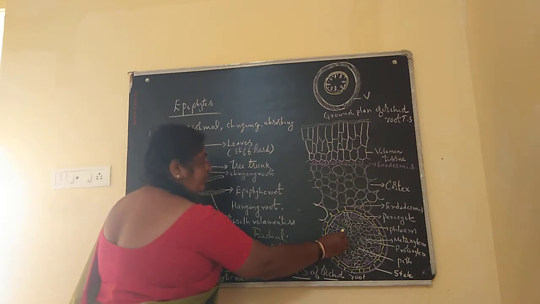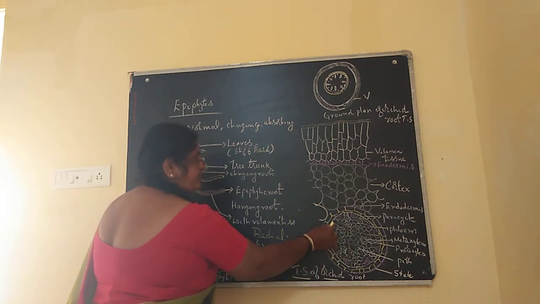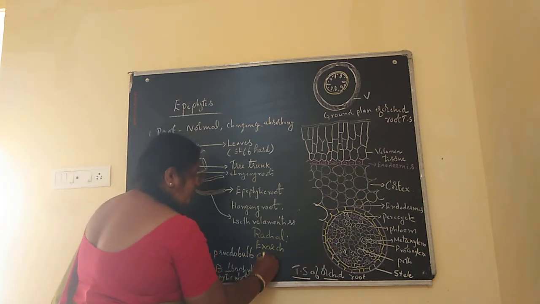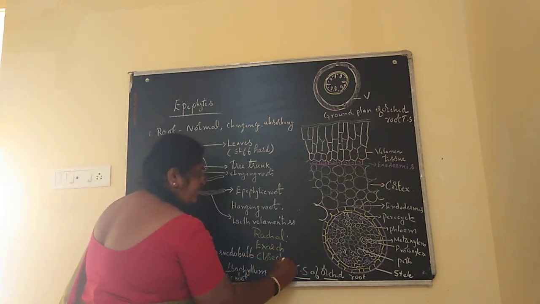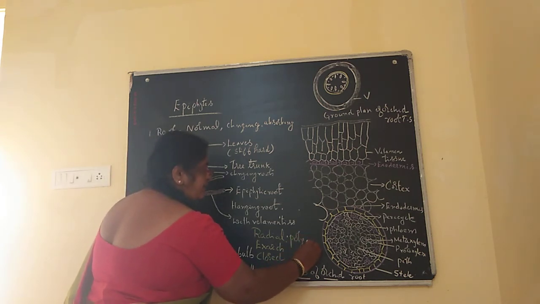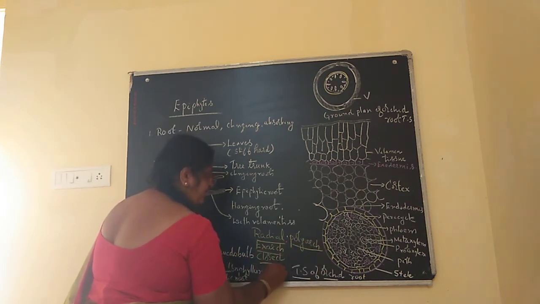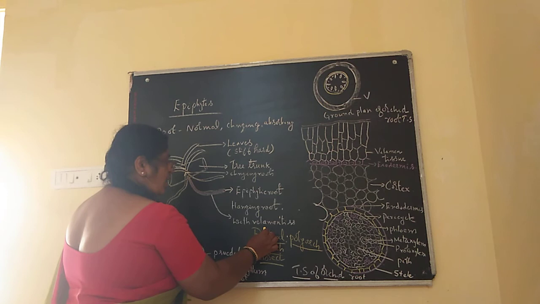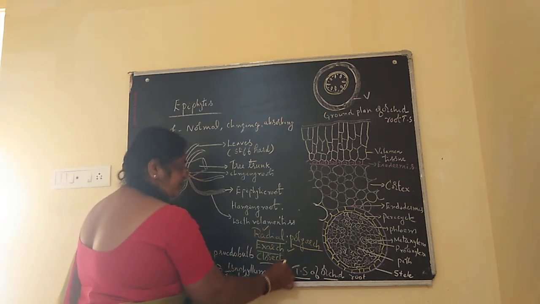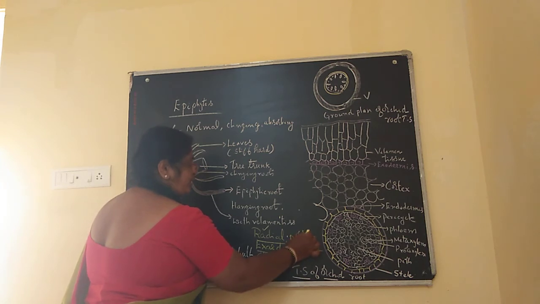Exarch in nature: the metaxylem is towards the center and the protoxylem is towards the periphery. Then closed, no cambium, that's why it is closed, and more than 6 vascular bundles, so it is polyarch. I repeat, the vascular bundles of the orchid root are radial, exarch, closed, and polyarch.